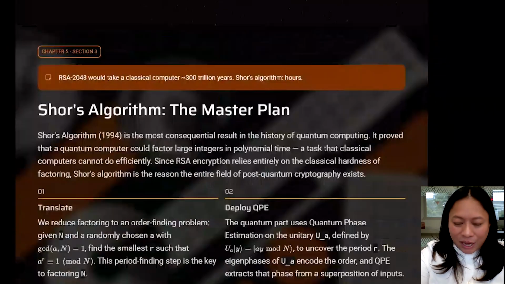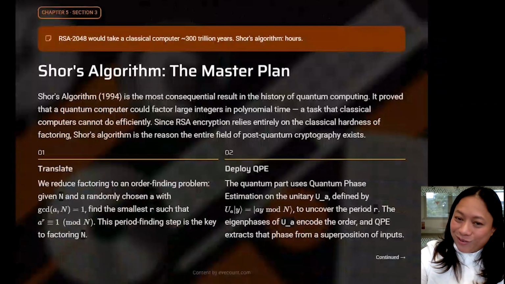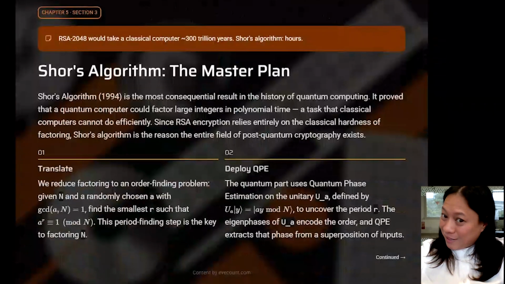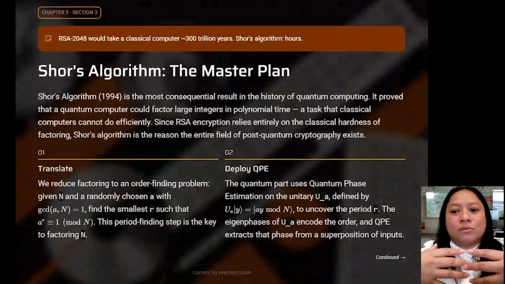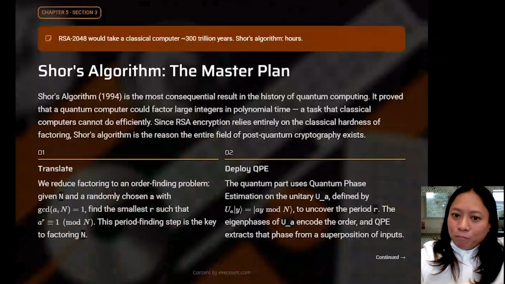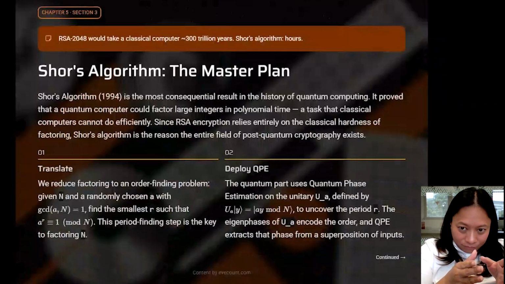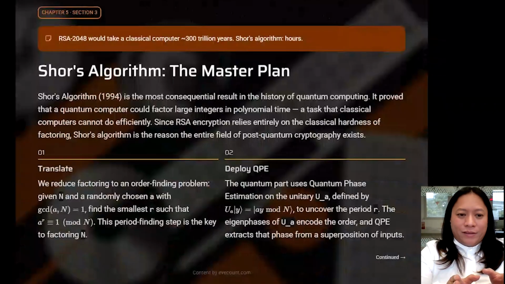So, what if we don't want to do it all the way? We have something called the hybrid strategy, which is Shor's algorithm. This is the master plan. We don't try to factor a number on a quantum computer from scratch. Instead, we translate factoring into an order-finding problem.